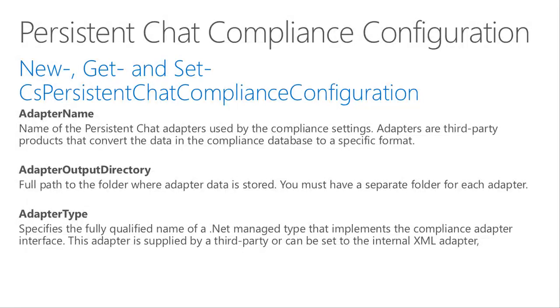The other thing around persistent chat is what's called adapters. The best way I can describe an adapter is as a way of formatting these exports. You may have an archive product from EMC, one from Actiance, one from IronPort, and all the different vendors out there. Each wants these XML formatted messages in their own format, right? There's not one format to rule them all. So these adapters let you pick which XML format they're exported as.